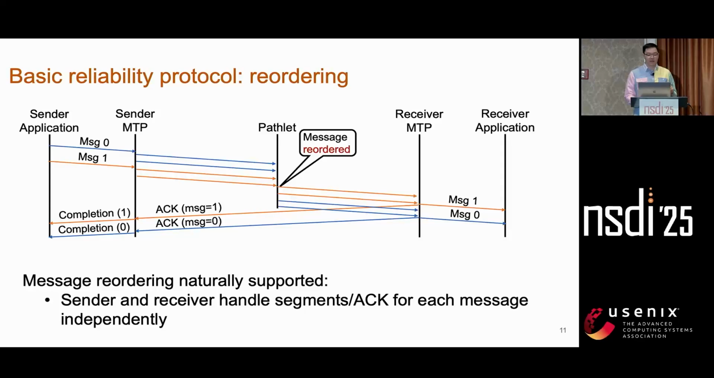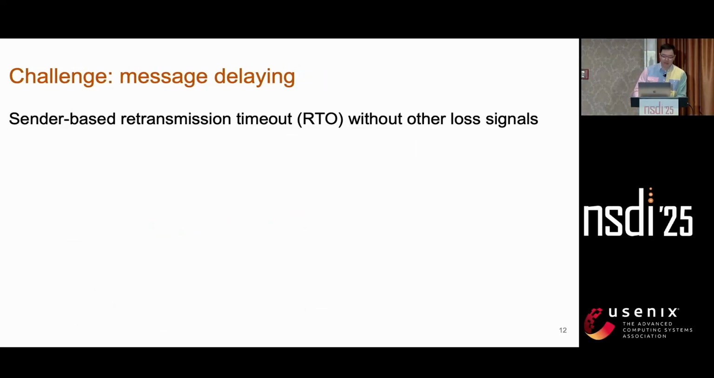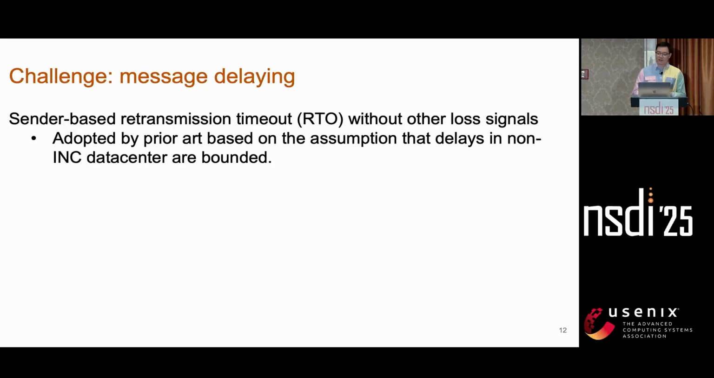That is to say, a message or act for a message doesn't have any implication on other messages. However, this design comes with a catch: message delaying is more challenging to handle because we use the sender-based timeout for loss recovery without assistance from packet or byte sequence numbers. This used to work in existing transports such as HOMA because the data center network has bounded RTTs, and RTO can be set relatively low.